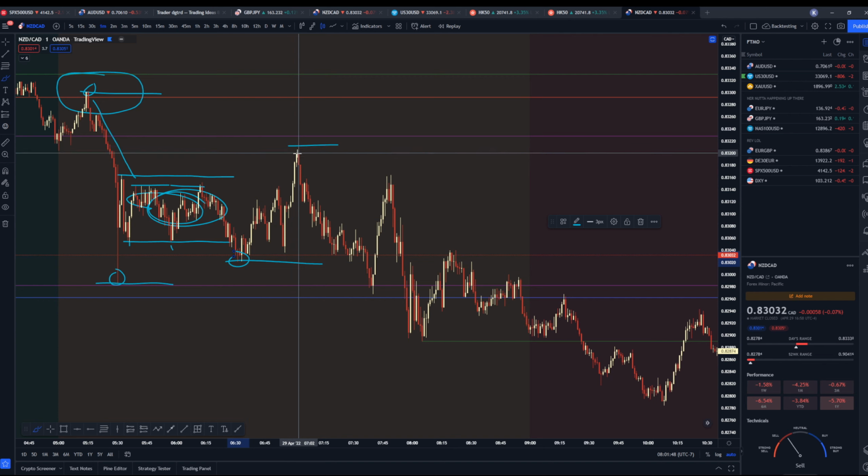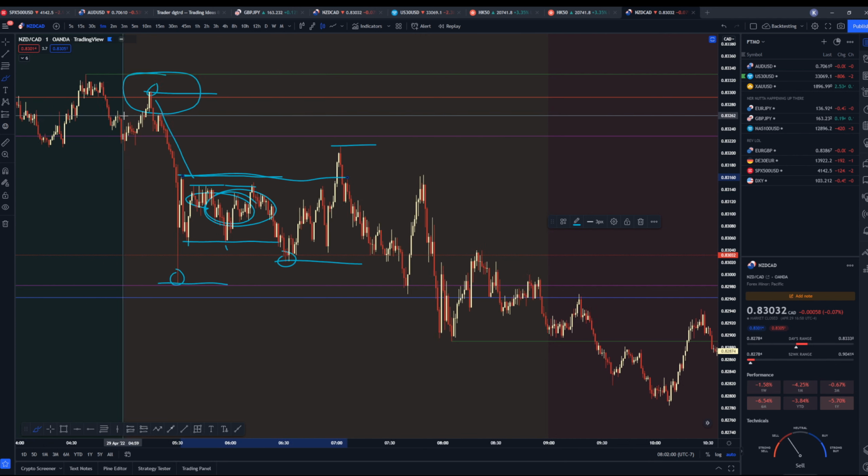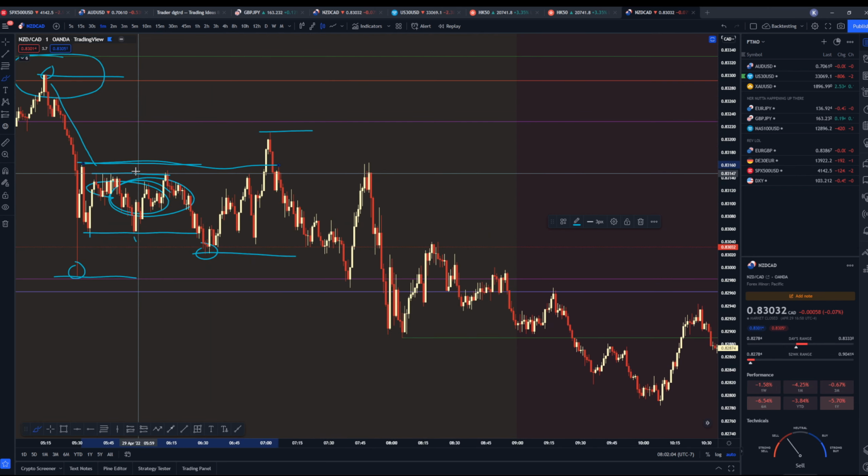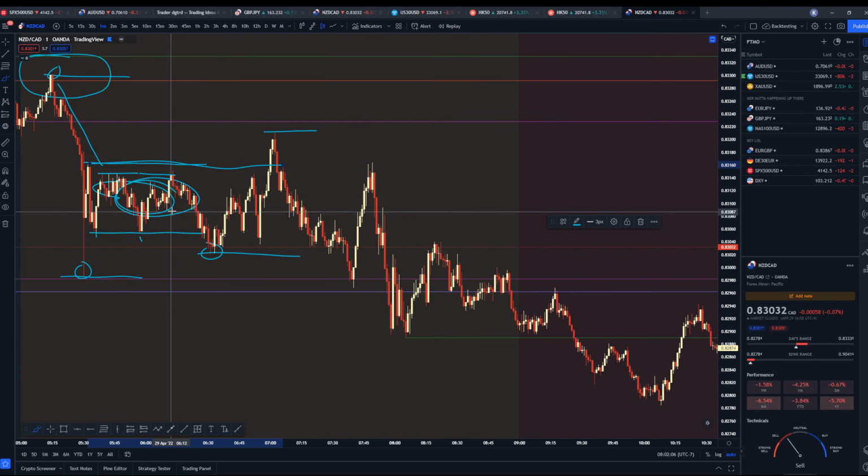But then we go up, and this is where people get confused, right? They think, oh, it just broke above this high here, so it's going to keep going up. And even I do this because it looks massive, right? Look at this momentum to the upside. But we have to remember that we are currently in this giant downward range, giant bearish range.